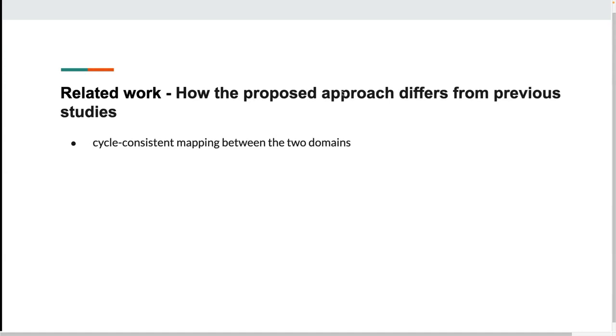How does the proposed approach differ from the previous studies? This approach uses cycle-consistent mapping between two domains. Basically, this approach aims to generate synthetic PET-CT images that are realistic and accurately represent the underlying anatomy and physiological processes. This is achieved by training a pair of dual domain networks that can convert images from one modality, PET or CT, to another, back and forth, while maintaining consistency between the original and the synthesized images.